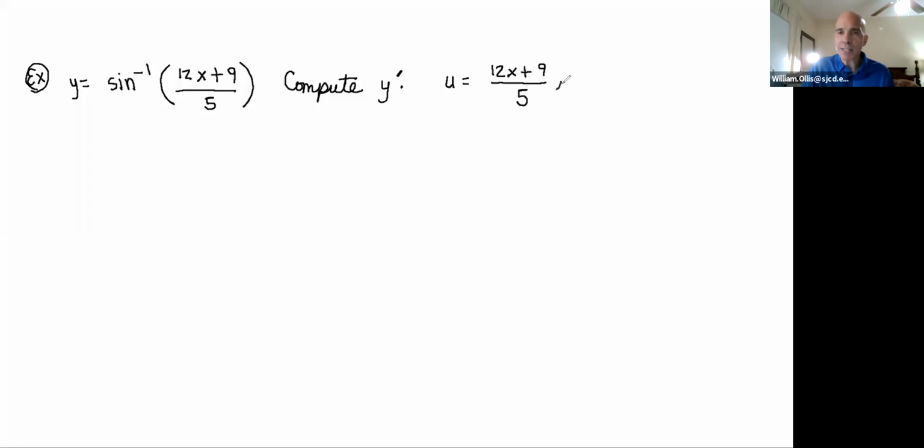And now, of course, this is a real simple derivative. We can go ahead and write this down. du dx will just be what? 12 over 5, because the 9/5 is a constant. So we can just go ahead and write this down. Now, you don't have to do this. I'm just adding a few steps here to make everybody a little bit more comfortable with the notation.